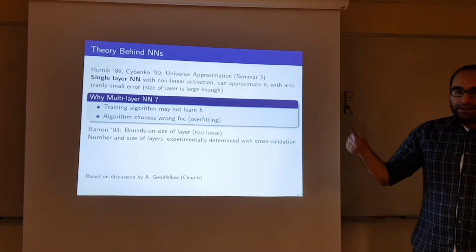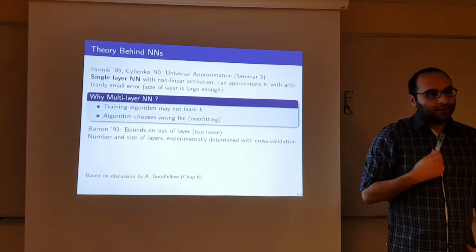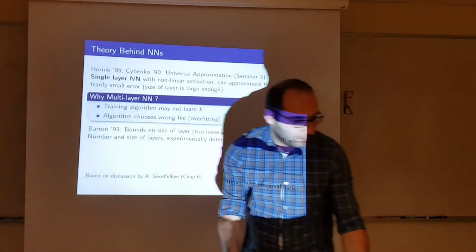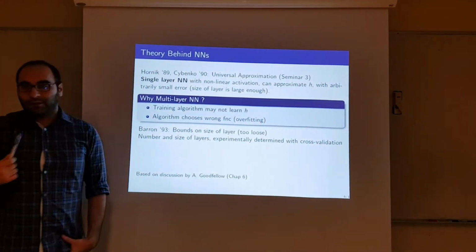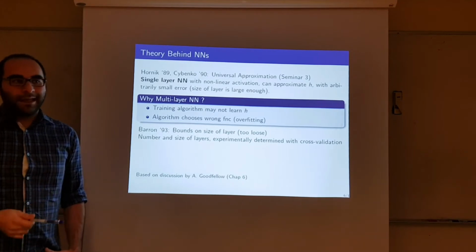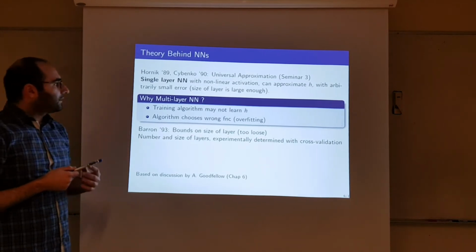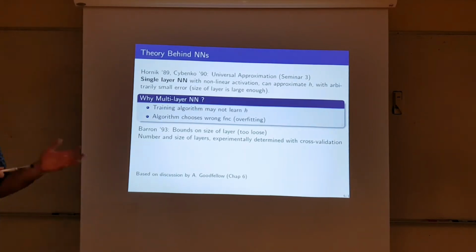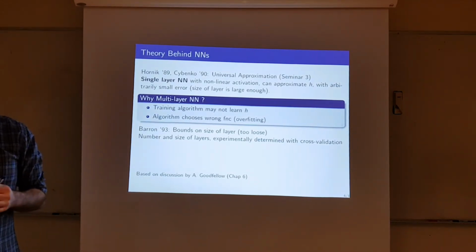Right. Just some ideas about the theory and what they are trying to accomplish, which is also connected to what Ali Reza presented in Seminar 3. This is about approximation capabilities. Neural networks are universal approximators. This is the main motivation why people are using them. Just to recap the result: a single-layer neural network with a nonlinear activation can approximate this function h with arbitrarily small error if the size of the hidden layer is large enough.